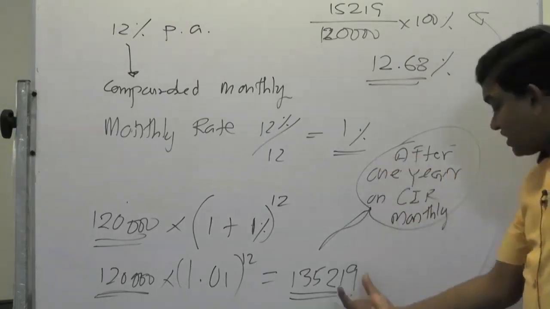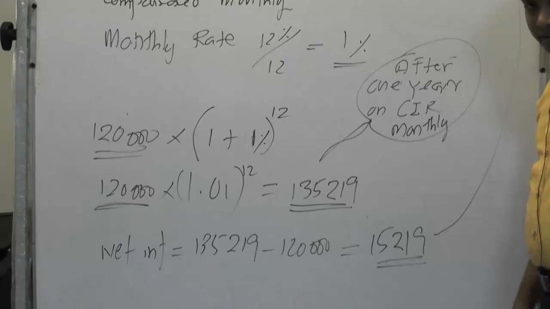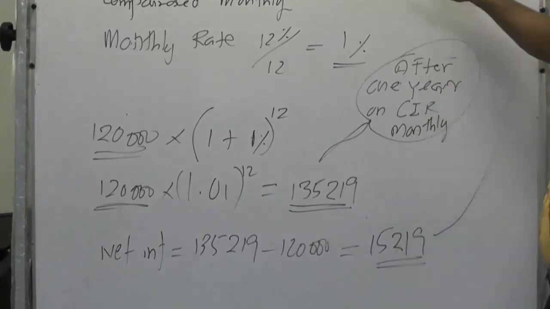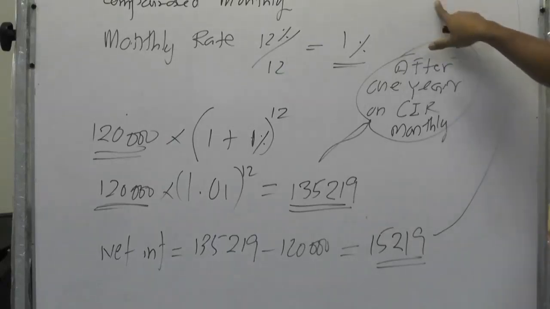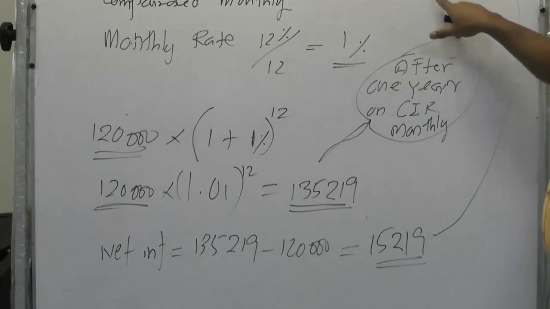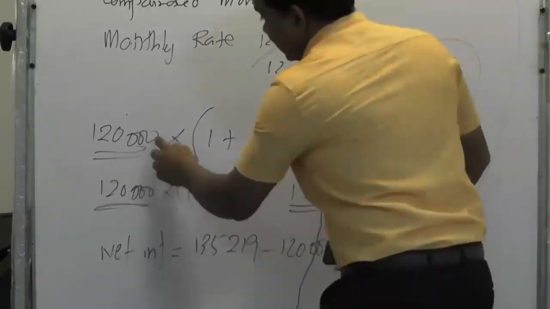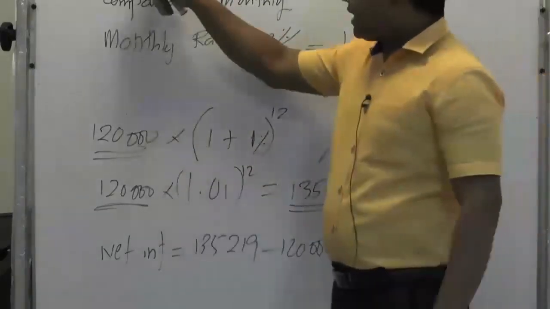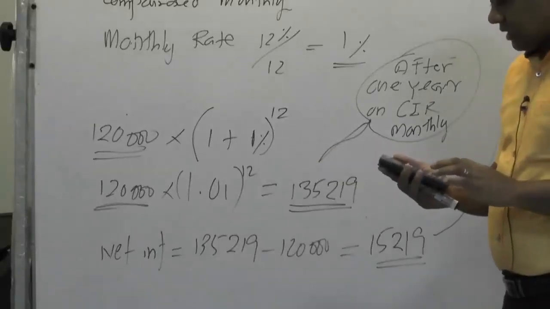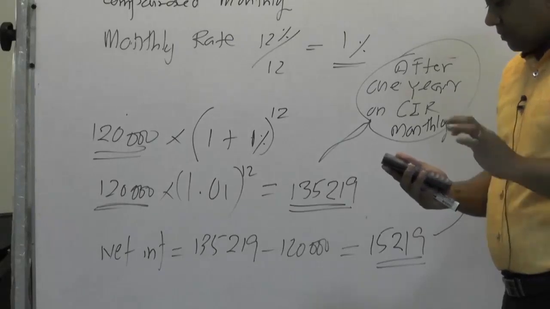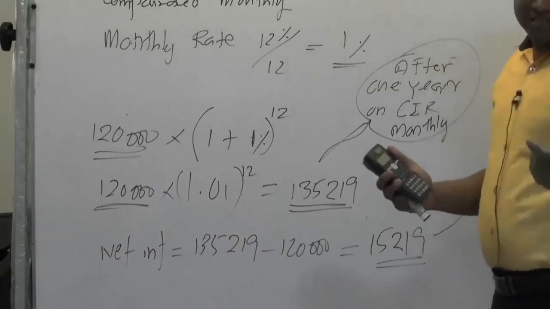If you calculate what is the net interest you earn, this is compounded monthly 15,219, as a general percentage of the investment you made, it is 12.68%. That is the effective interest rate of the investment. Why? If you invest 120,000 at 12% per annum, not compounded monthly, what will be the interest? 120,000 into 12% per annum, 14,400. Why? Interest has been calculated at the end of the first year, right?